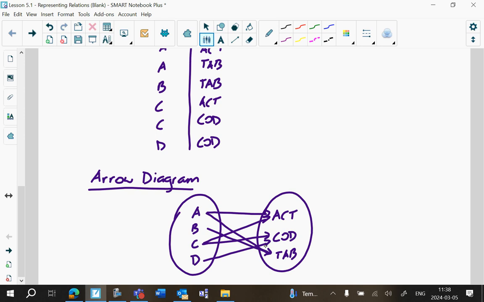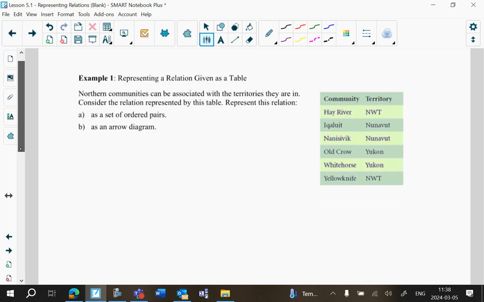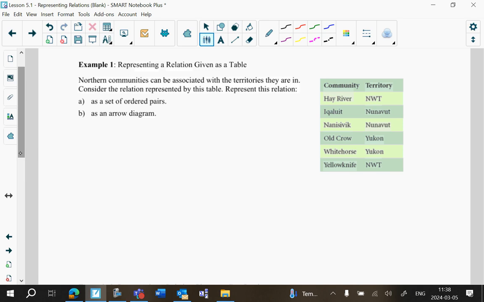Right. Let's look at a few examples. Mostly words, some numbers. Okay. But really, all I want you to do with this lesson is be familiar with some of the terms I used at the beginning and different ways we can show a relation. So here we have a relation that's shown in a table.